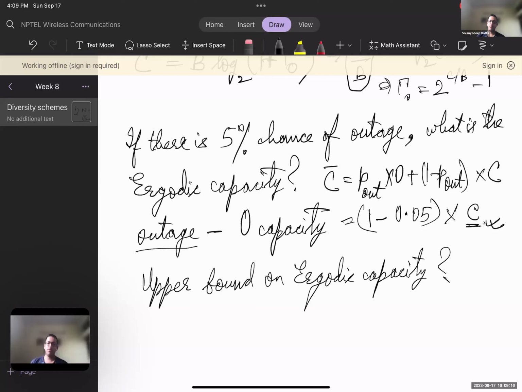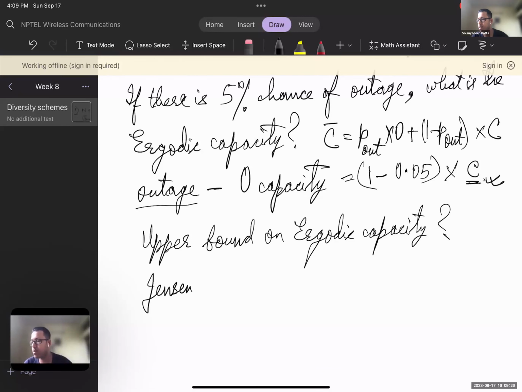Okay. So now you are asked what is the upper bound on ergodic capacity. This actually requires a use. I think in the previous class somebody was asking, so I might have made a small error in explaining at that time. This requires you to use Jensen's inequality. So what is Jensen's inequality?